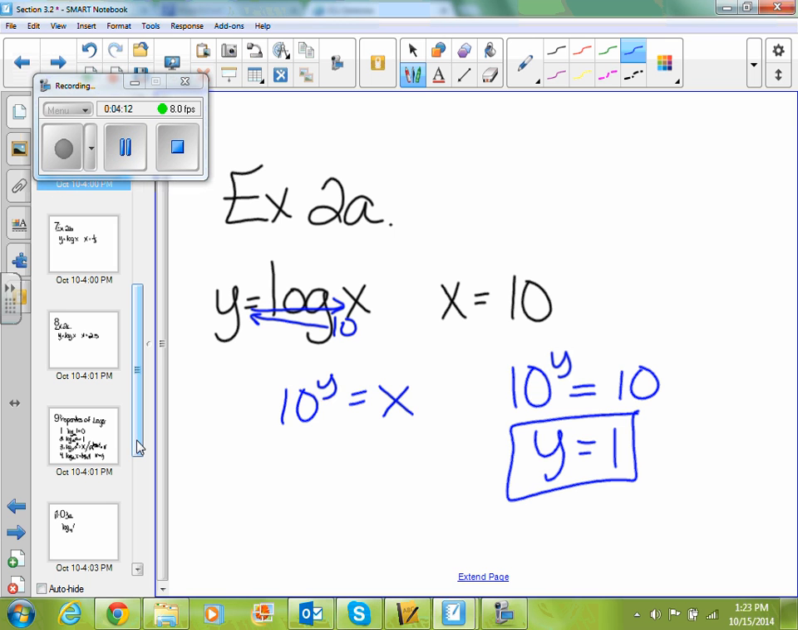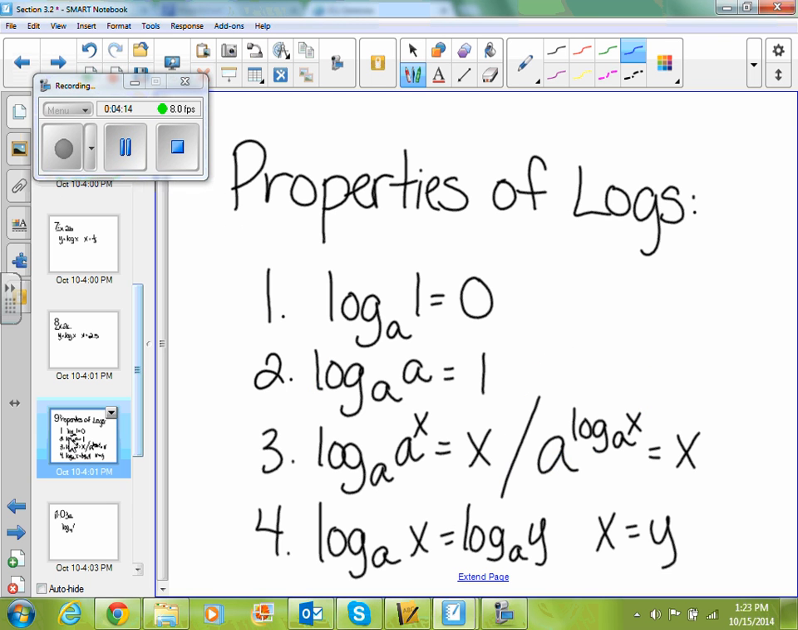Okay, so do we feel okay about this? Okay. So the second part of what we're going to look at is the properties of logs. The first property of logs that we need to know is that log base a of 1, any base, is always going to equal 0. So anytime you're taking a log of 1, regardless of the base, you know it's going to equal 0. Also, if your base and your number match, like log base a of a, that's also equal to 1.